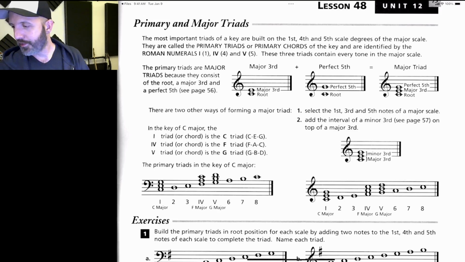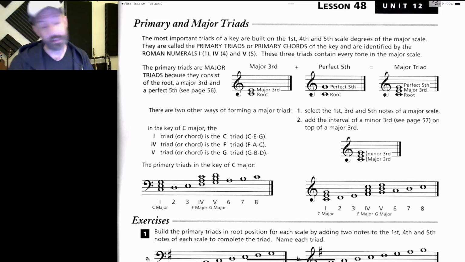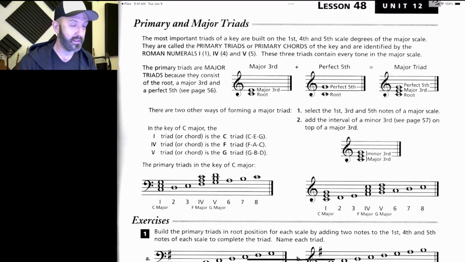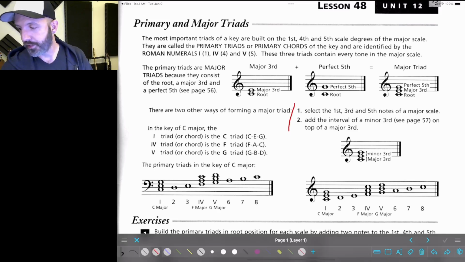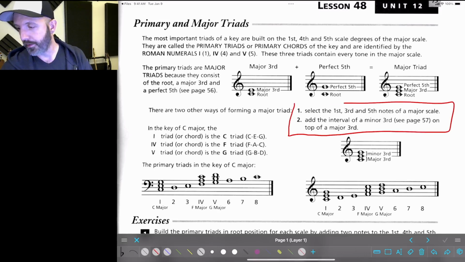All right. These triads contain every note in the major scale. So that's kind of interesting. Between three chords, all the notes of the major scale are represented. So there are two ways that they talk about constructing a major triad. So check that out. That's kind of an important deal.